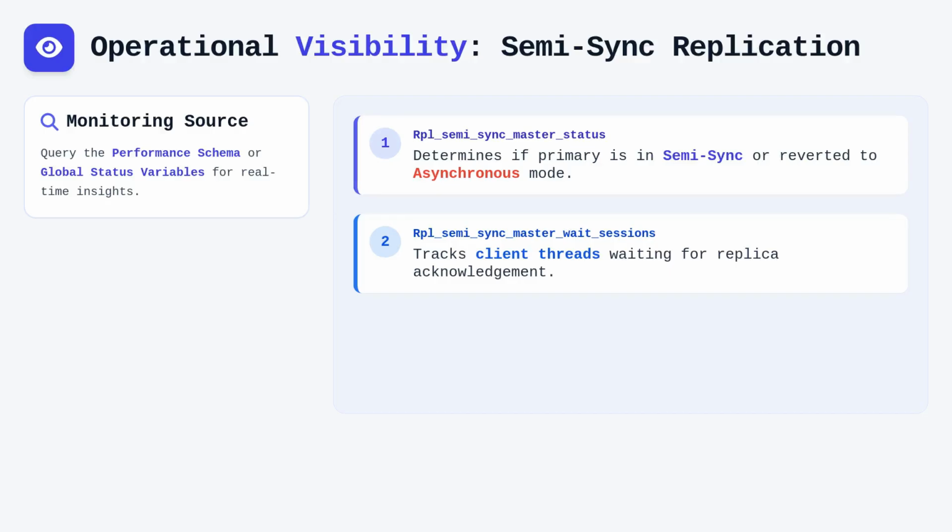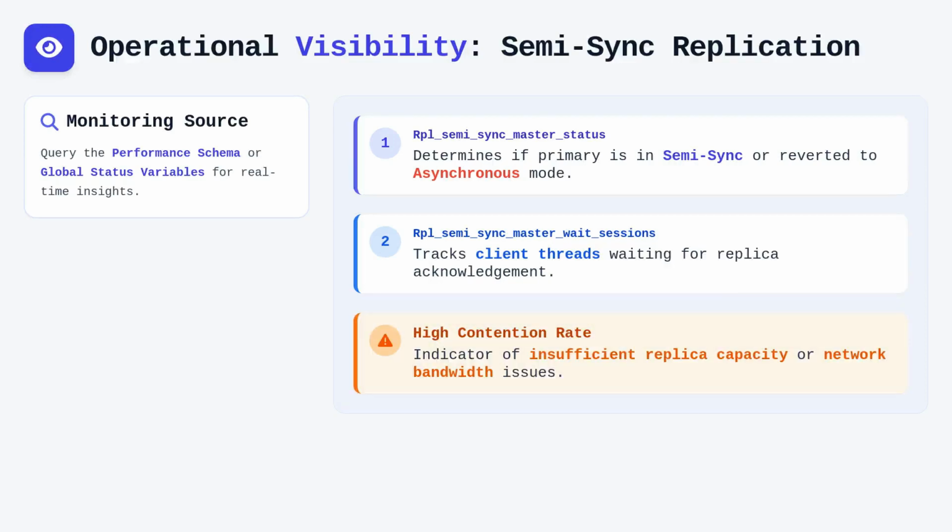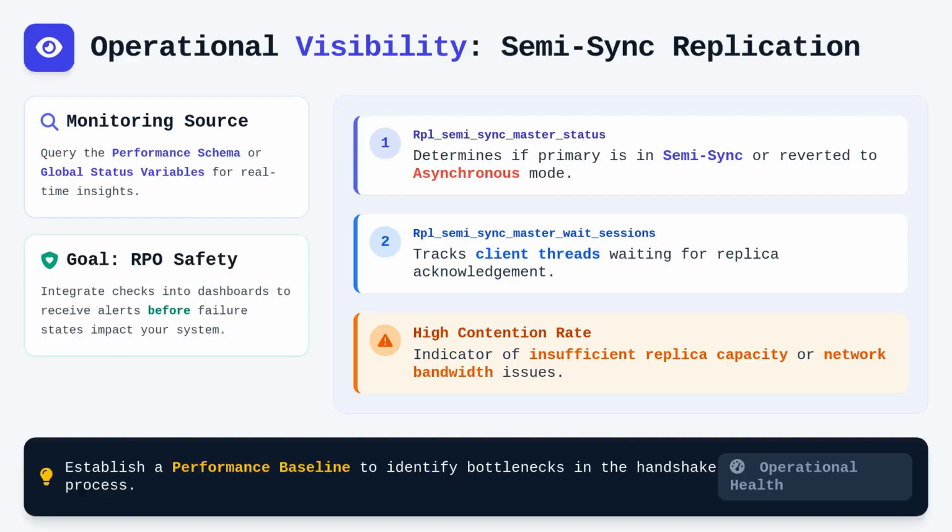Monitoring these metrics allows you to establish a baseline for your expected performance and identifies potential bottlenecks in the handshake process. If you notice a high contention rate in the wait sessions, it is often an indicator that your replica capacity or network bandwidth is insufficient for the volume of writes being generated. Integrating these checks into your existing monitoring dashboard ensures that you receive alerts before a failure state impacts your system's RPO.